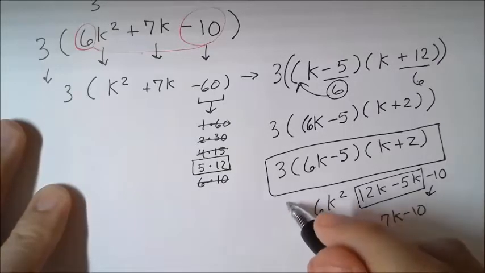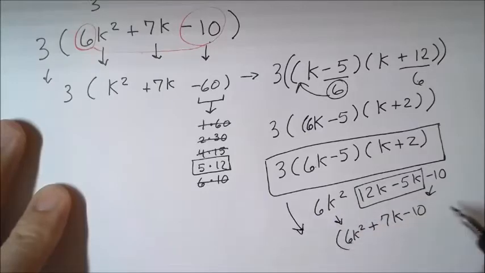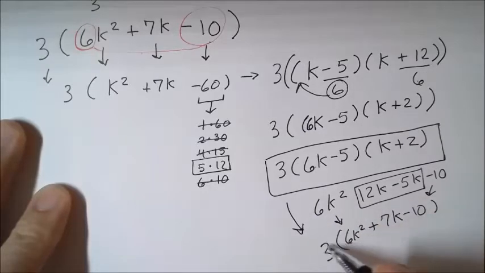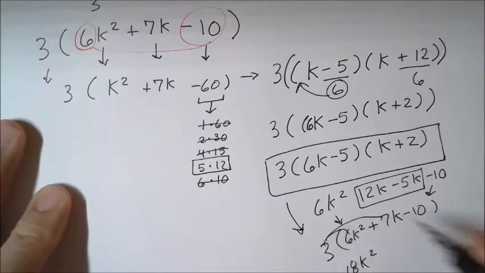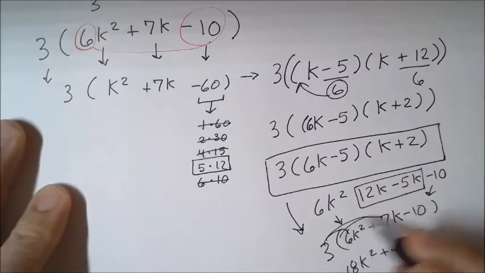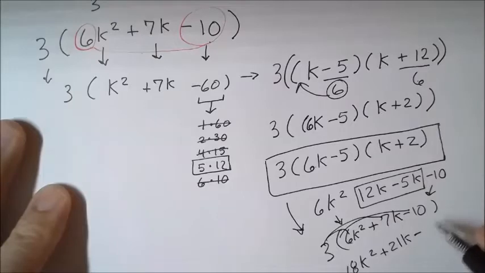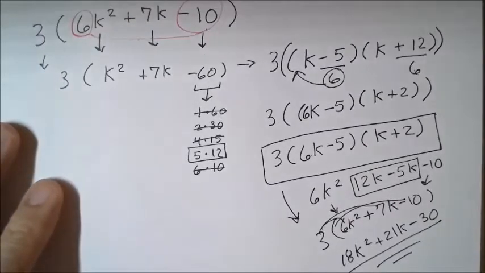Now, then you go, okay, what about this 3? Let's bring down this 3. I can put it back in the mix. 3 times 6k squared is going to give me 18k squared. 3 times 7 is going to give me positive 21k. And 3 times 10 is going to give me negative 30. And notice that's the same thing we started out with. So we know it's correct.